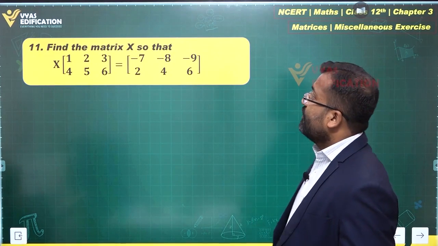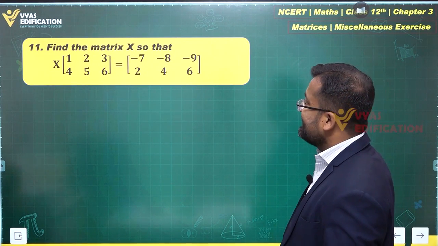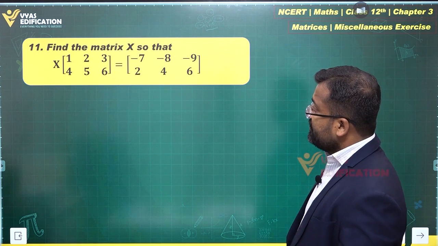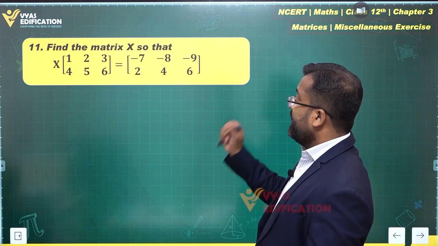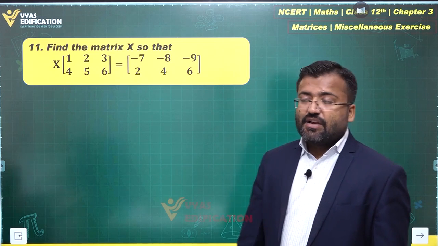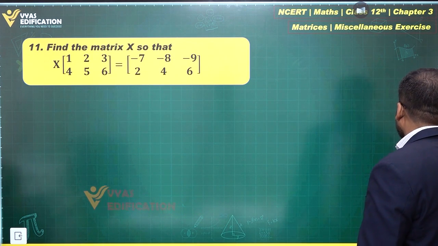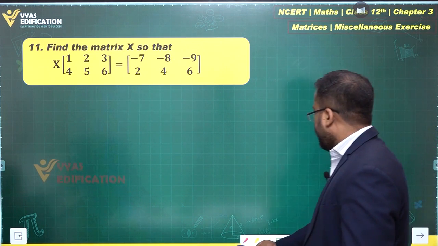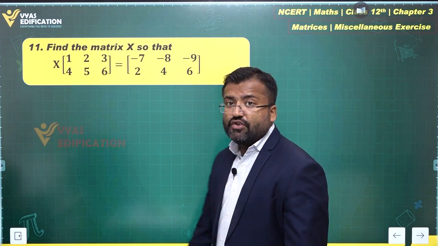Let's talk about the next question. Find the matrix X so that X times the matrix 1, 2, 3, 4, 5, 6 is equal to another matrix over here, right? So X is some matrix and we are multiplying it with one matrix, and we're getting another matrix. Now how do we go about solving this kind of question?